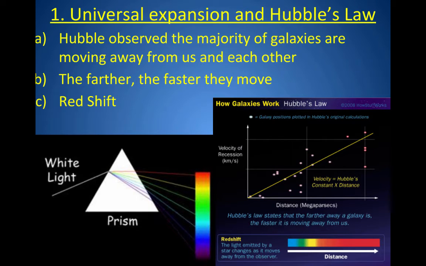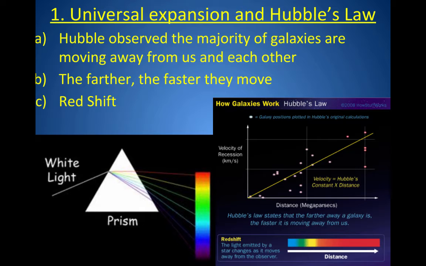The first is what we just mentioned, this idea of universal expansion. And it was first really spelled out by Edwin Hubble, who developed Hubble's Law. Of course, he named it after himself. And you guys are going to do an activity after you view these notes related to Hubble's Law, where you can actually graph some distances and some speed and see that relationship. But essentially, what he saw is that the majority of the galaxies around us are moving away from us. So they're getting further away, and they're getting further away from each other.